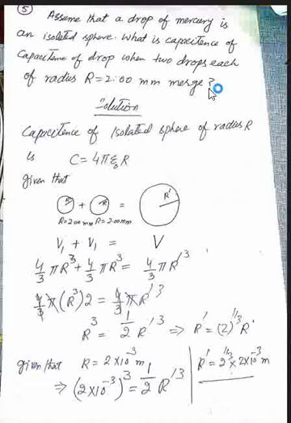We know that the capacitance of an isolated sphere is given as C equal to 4 pi epsilon naught R, where epsilon naught is the permittivity of free space and R is the radius of the sphere. So we will use this formula.